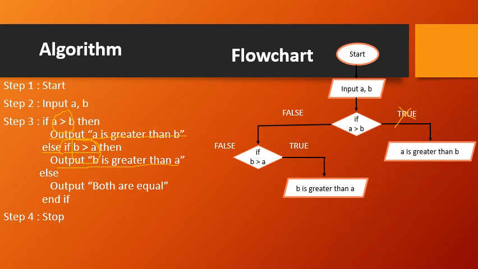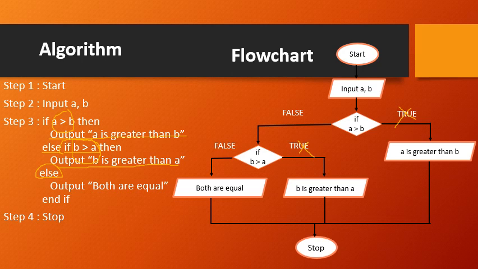Correct? Now, if this is also false, if the second condition is also false, that leads to the second else here. So in this else, what do we have to mention? We have to output that both are equal. A is not greater than B, B is not greater than A, then definitely both A and B are equal. So that will be handled in the else part of the second condition, where we will output both are equal. And then all these three outputs will conclude at a stop.